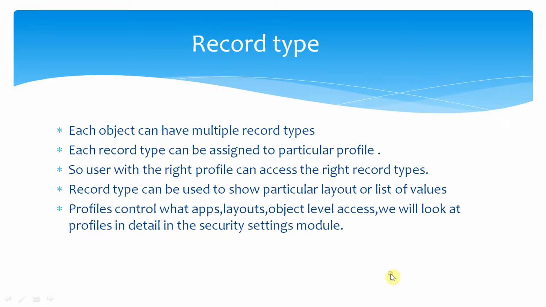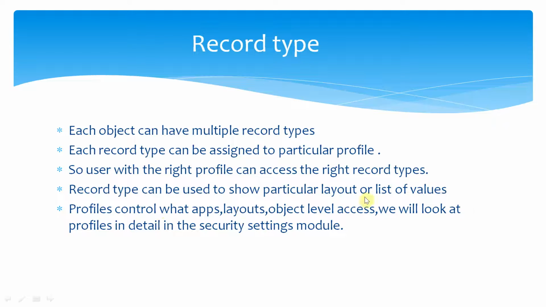Yeah, so now we'll be revisiting the record type to understand it better in detail. As you know, each object can have multiple record types. Record types are used to identify different types of records, and each record type can be assigned to a particular profile. So a user with the right profile can have the right record types. A profile can be associated with multiple record types.